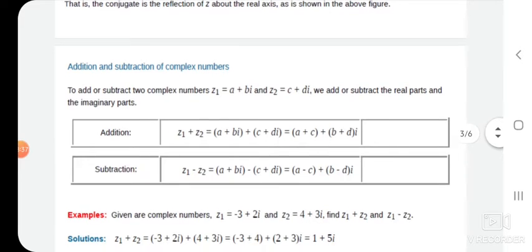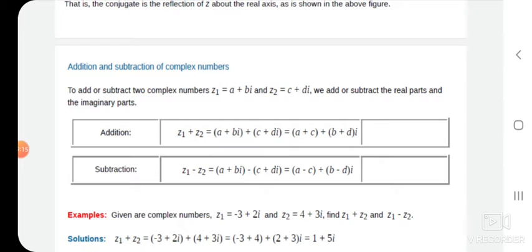Now, if we move forward, we are going to discuss its algebraic properties like addition, subtraction, multiplication, division. Now, addition and subtraction of complex numbers. To add or subtract two complex numbers, that is z1 equal to a plus ib and z2 equal to c plus id, we add or subtract the real parts and imaginary parts.